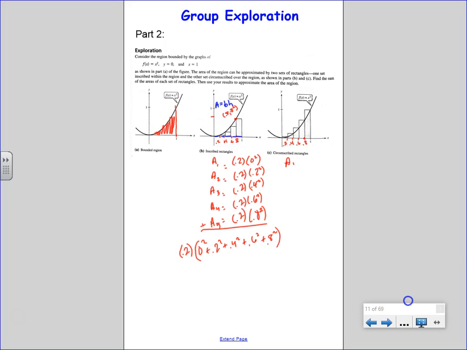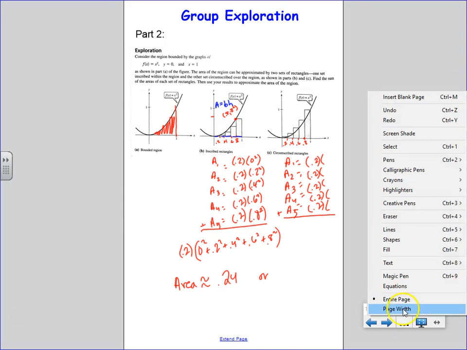While you do that, I'm going to set up the next one. What'd you guys get? 0.24. So the area, according to this one, is approximately 0.24. How would I set up the next one, which is circumscribed? It's on the outside. We could call it an upper sum if we're being super snazzy.